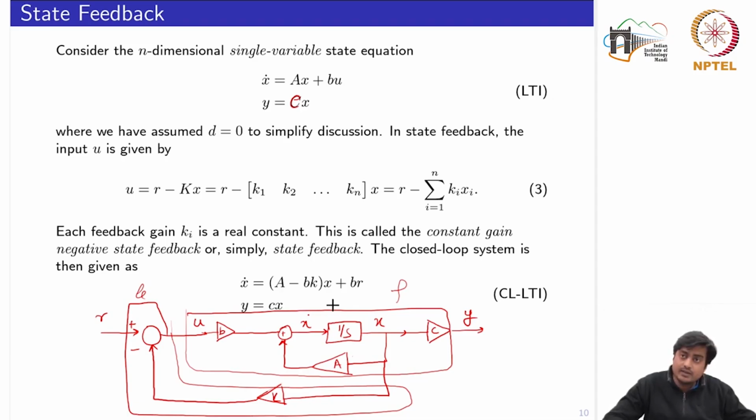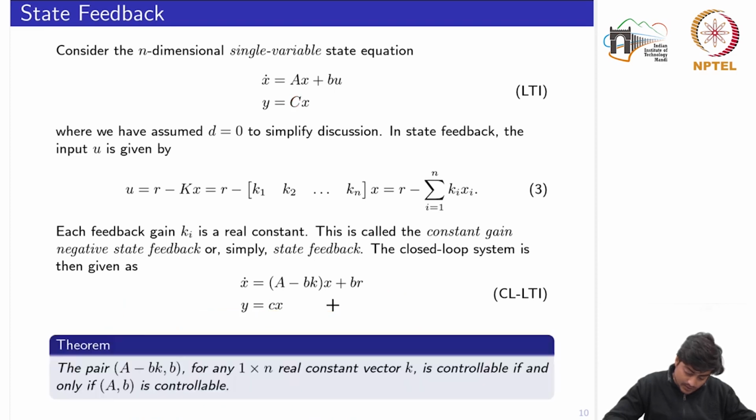In the last week we discussed many tools and implications of the controllability of the system. We have one important result here: the pair A minus Bk, B for any 1 cross n real constant vector k is controllable if and only if the pair A, B is controllable. Meaning, if the pair A, B is controllable, then this new pair where the A matrix has been changed would definitely be controllable, and vice versa, because this is a necessary and sufficient condition.